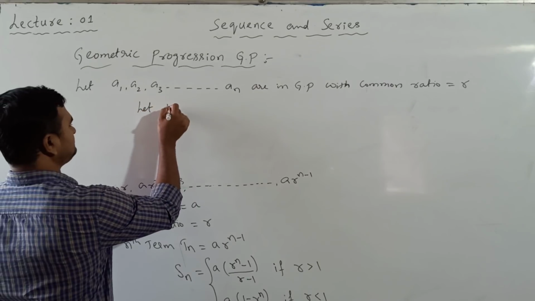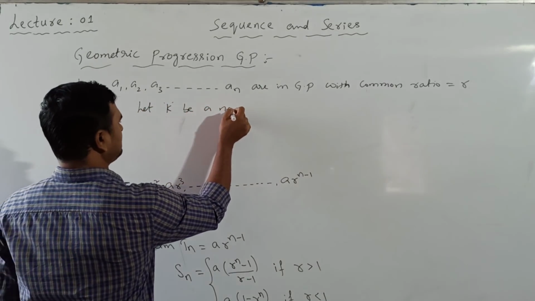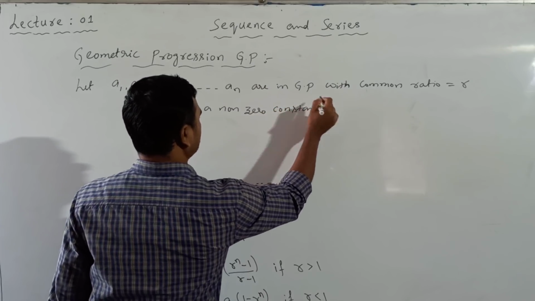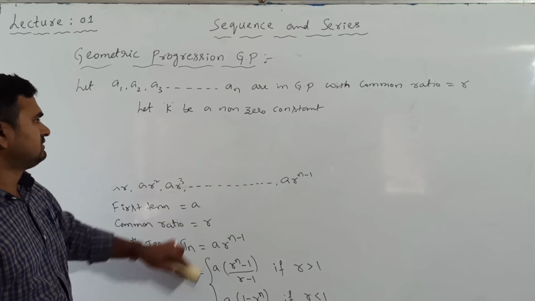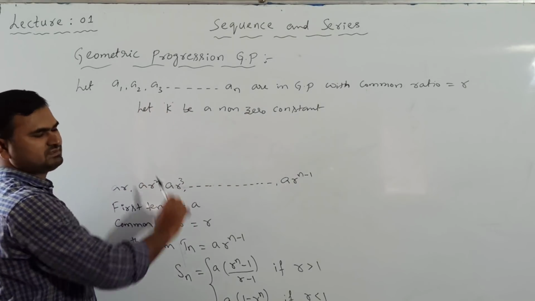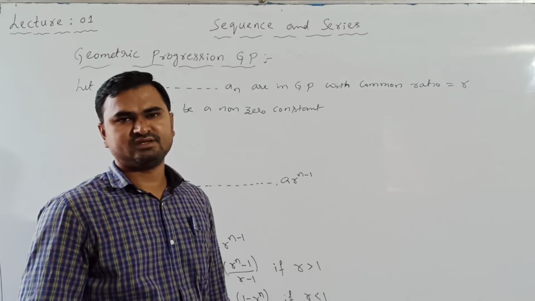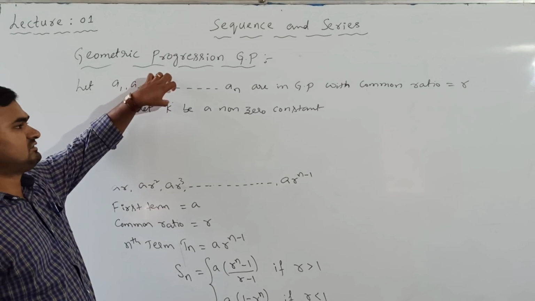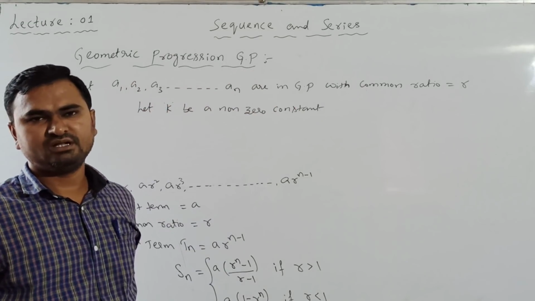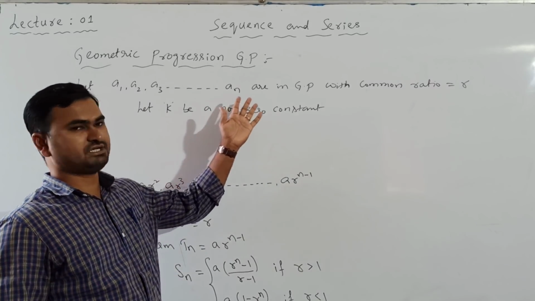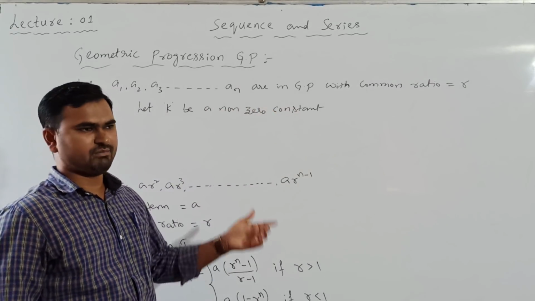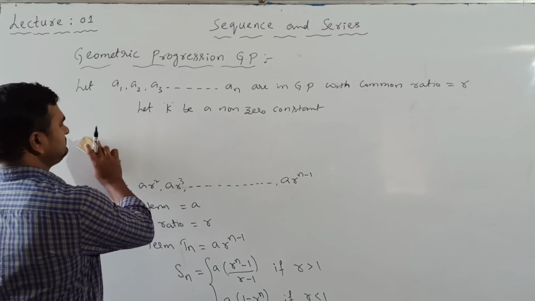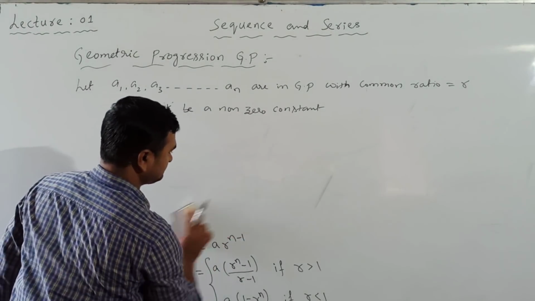Let K be a non-zero constant. So if I multiply this K to each of the terms of this GP, the resulting sequence again will be forming the GP. And again if I divide this constant to each of the terms of GP, then again the resulting sequence will be in the GP only. But the constant ratio may be different because the terms will get changed. That we'll see here.